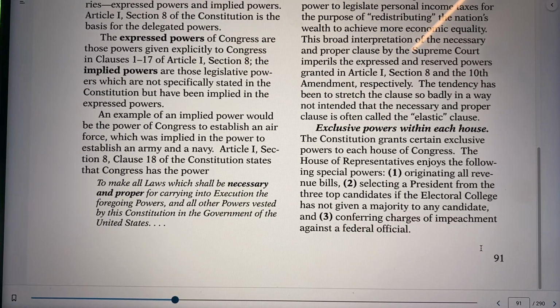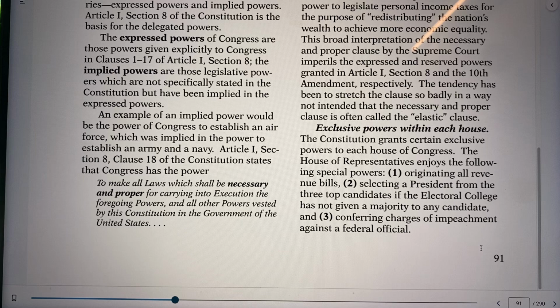So the executive powers within each house, what powers do they have? You need to know this, okay? What powers are expressed for the House of Representatives, which is Congress, or the Senate? Congress has two houses, the House of Representatives and the Senate, right? So what can the House of Representatives do?